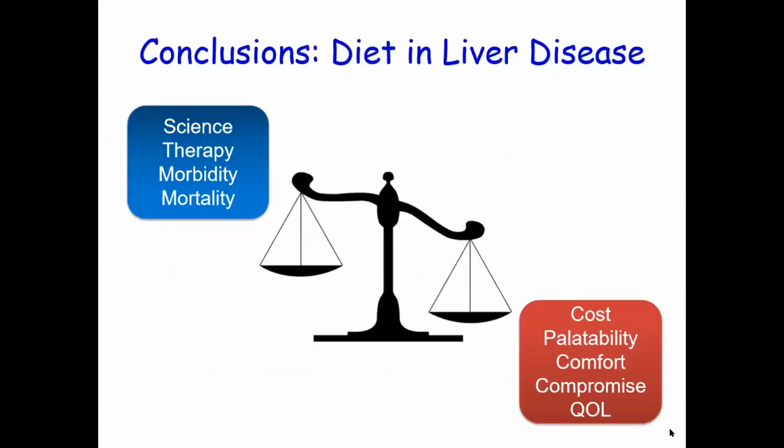So in conclusion, diet in liver disease is all about a compromise. On one hand, we have science, we have therapy, we have morbidity and mortality, which can be reduced based on the diet. At the same time, on the other hand, we have to compromise on cost, palatability, comfort, and also the quality of life.